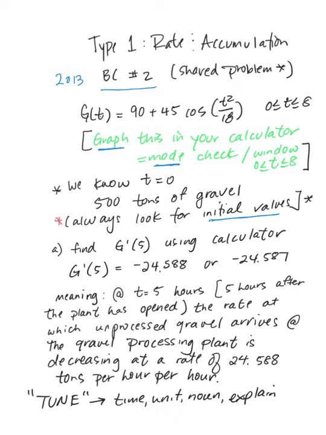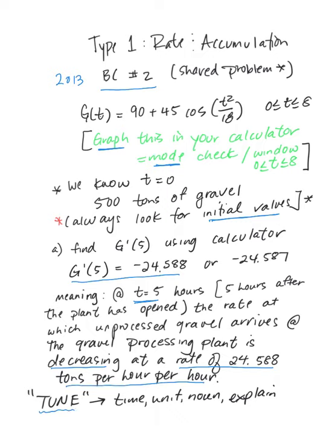So I just use this G prime of 5 from the calculator, directly from the graph, in calc, second trace, calc, and then you can find the derivative there. The meaning, there's always going to be 3 parts. At t equals 5, or you can say 5 hours after the plant has opened, the rate at which the unprocessed gravel arrives at the gravel processing plant is decreasing. Okay, what's happening? At a rate of 24.588. And then here are your units, tons per hour per hour.